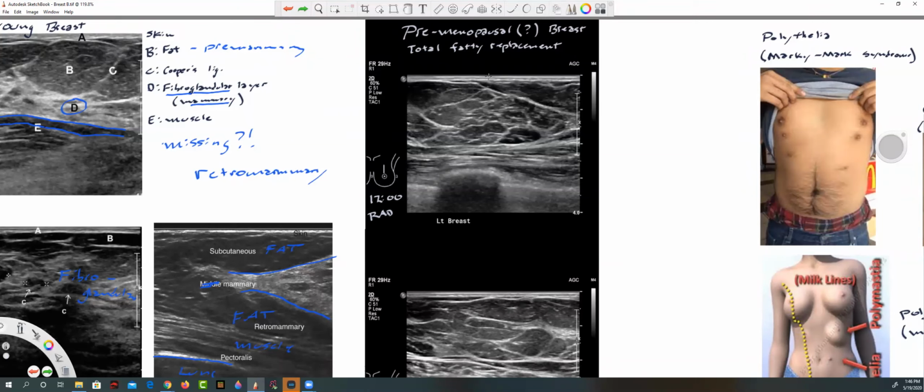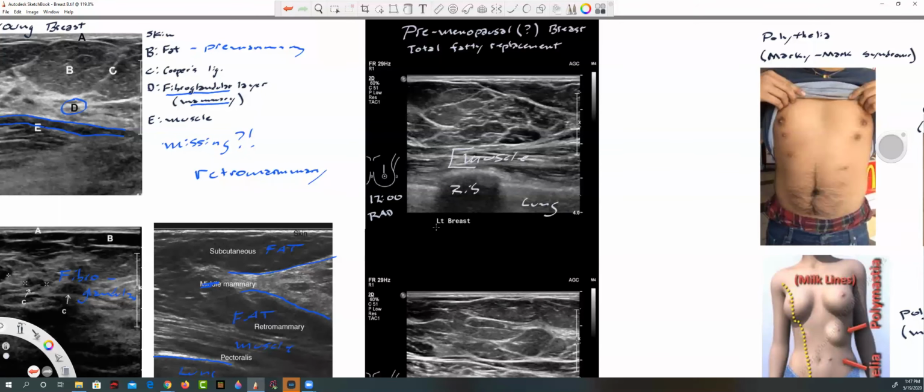So in any case, obviously skin, fat, Cooper's ligaments can be seen. You can see different lobules. You can see that sometimes one of these lobules, as you're scanning through, can suddenly pop out and you're like, uh-oh, what's that? And it turns out it's just fat. We're definitely retromammary down here. Well, I should say muscle. And then rib and lung.